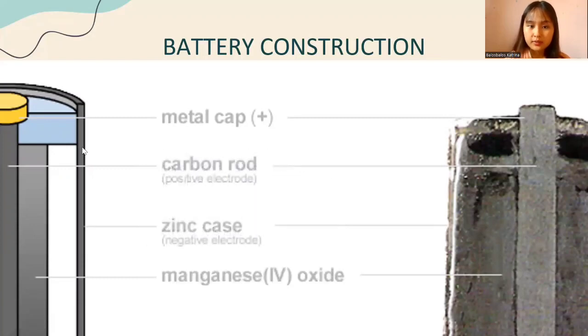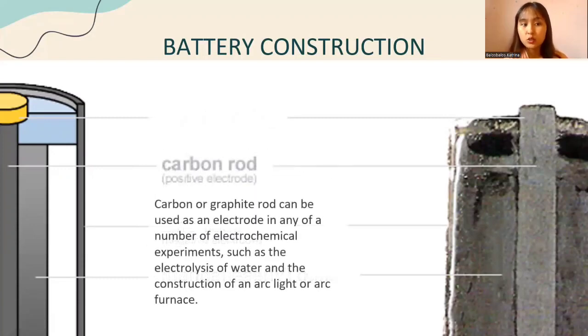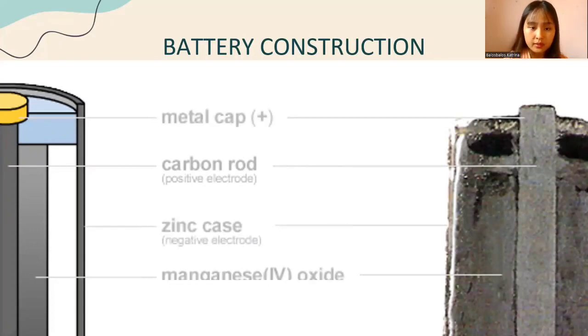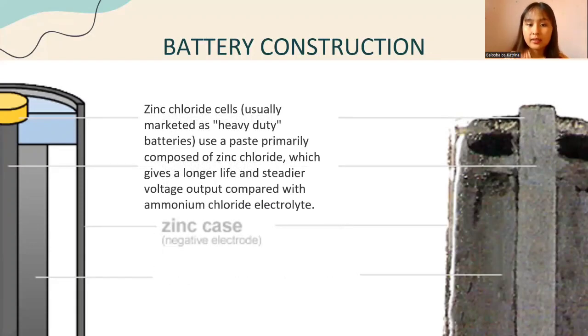The second one is the carbon rod. Ito siya, yung parang tube-like na nakakonekta hanggang sa baba. Carbon or graphite rod can be used as an electrode in any of a number of electrochemical experiments, such as the electrolysis of water and the construction of an arc light or arc furnace. The zinc case naman, yung zinc chloride cells are usually marketed as heavy-duty batteries, used as a paste primarily composed of zinc chloride, which gives a longer life and steadier voltage output compared with an ammonium chloride electrolyte.